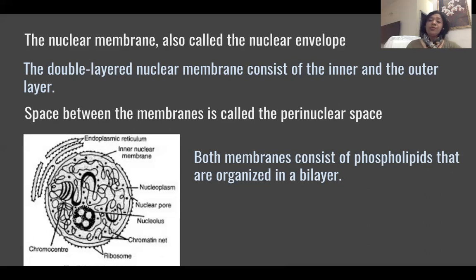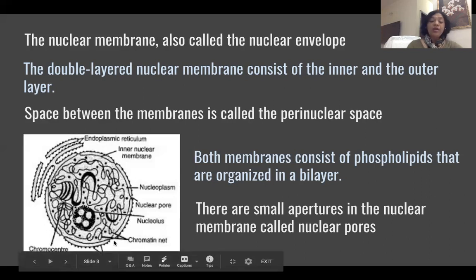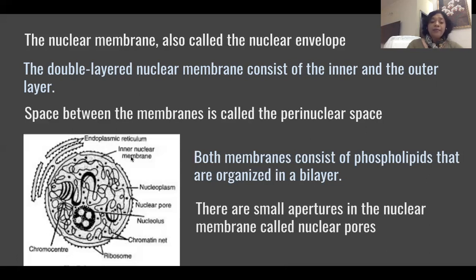TYBSC students, you know that in FYBSC you have studied the structure of the cell membrane. Well, it is the same over here. You can see the phospholipid bilayer. You can also find that the nuclear membrane is not continuous. At some places, there is a small aperture or a hole-like structure, and this is called the nuclear pore.